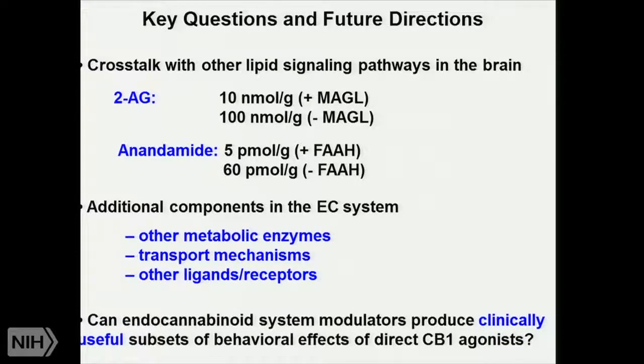And finally, I think as Daniele will summarize later, one question that we all have at the forefront of our minds is whether endocannabinoid system modulation can produce a clinically useful subset of the behavioral effects of direct cannabinoid receptor agonists. And I realize that most of the meeting the next day or two will be about direct cannabinoid receptor agonists, but I think it's worth keeping in mind that many of the most transformative drugs that we've used in the nervous system are not direct exogenous agonists of receptors.